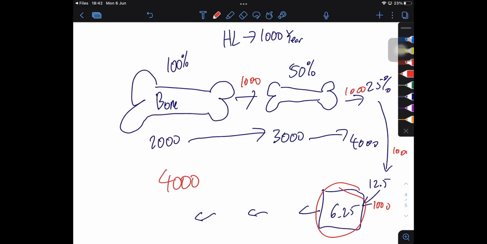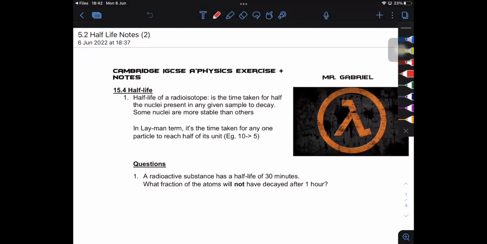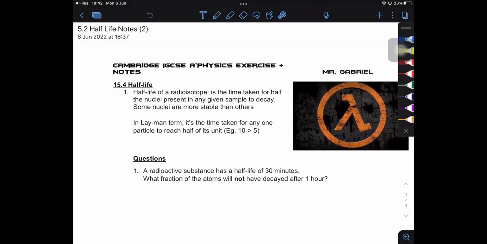Today, what we're going to learn is we're going to do the calculation for half-life, okay? If you look at the layman terms, half-life of a radioisotope is the time taken for half the nuclei present at any given time, not from the original time, at any present time, to decay away.